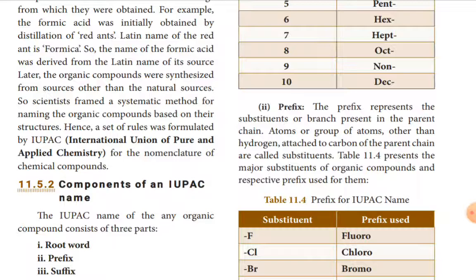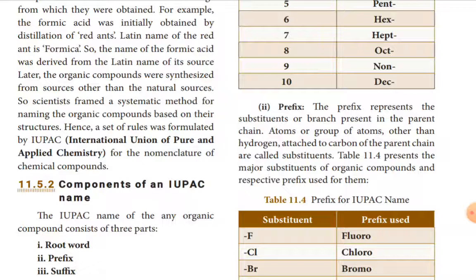This is called substituent. What is called substituent? Atoms or group of atoms other than hydrogen attached to the carbon of the parent chain are called substituent. So we have to check whether there is any substituent present in the carbon skeleton. Based on the substituent, the beginning of the name will be given. The phrase before the root word will be obtained.